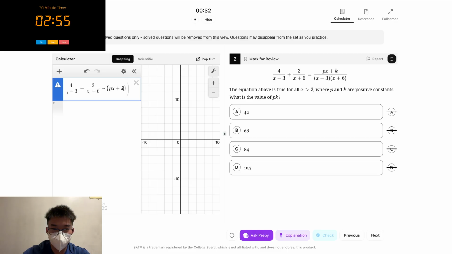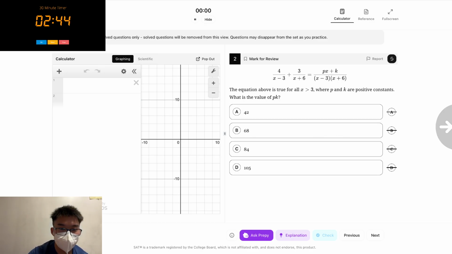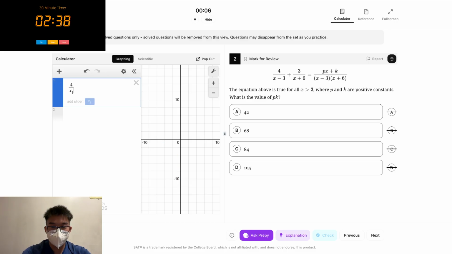Okay, let's do this real quick. X of 1 minus 3, and x plus 6, and I forgot the 1 right here. Oh shoot! What the hell? Okay, I just had to restart, but whatever. 4x of 1, 3, it's all good.